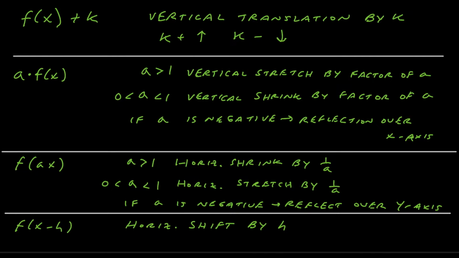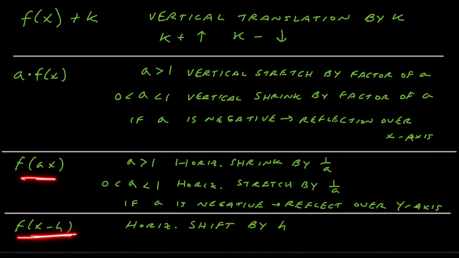So if it's 2, it would stretch it in the y direction, the vertical direction, by a factor of 2. Now if a was between 0 and 1, like a half for example, then we say it's a vertical shrink by a factor of whatever a is. And then lastly, if a is a negative value, then it reflects the graph over the x-axis. So it's just going to take that whole graph and do the mirror image, or reflect it, over the x-axis.